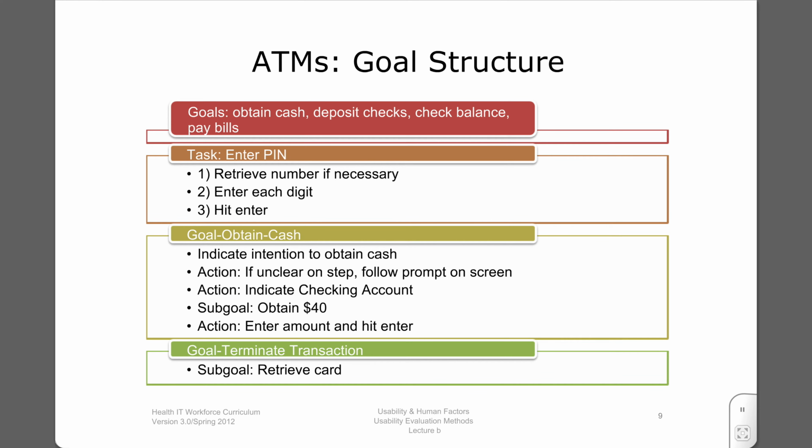Our first example is using an ATM, or automated teller machine. This slide provides the input to the cognitive walkthrough. ATMs support a handful of tasks, such as obtaining cash, depositing checks, and paying bills. To execute one of these tasks, you need to carry out a set of steps. ATMs are walk-and-use technologies. No training is needed. Almost everyone knows how to use one at this point in time.